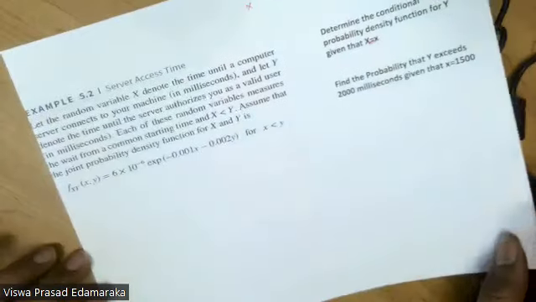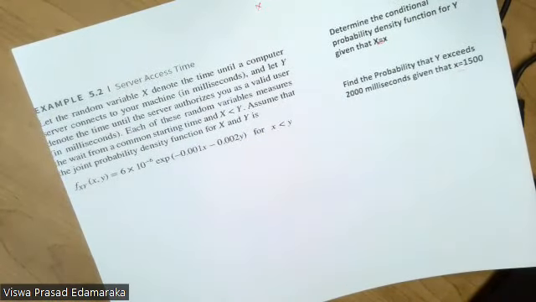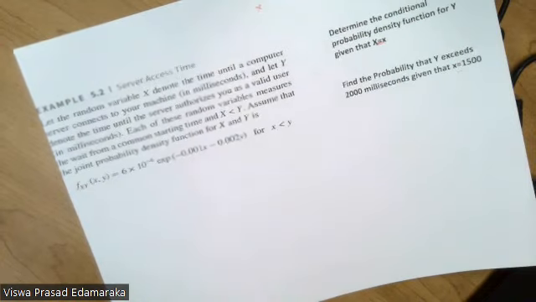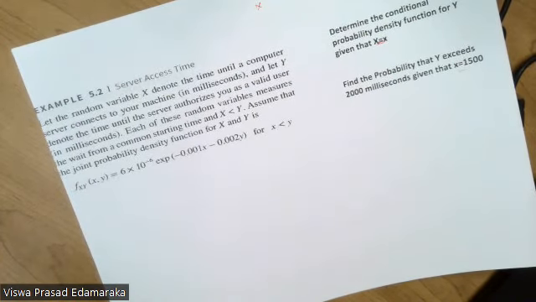Okay, there is a problem, the same problem: determine the conditional probability density function for y given that x equals x. So we need to find f of x comma y divided by f of x, and the probability that y exceeds 2000 given x, so this is also a conditional probability. Let's look into this problem. It will take some time since we need to integrate f of x comma y, divide f of x comma y by that integration, and substitute.